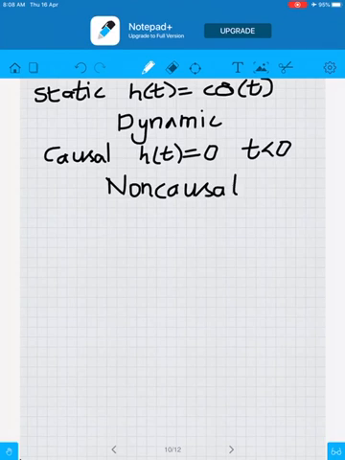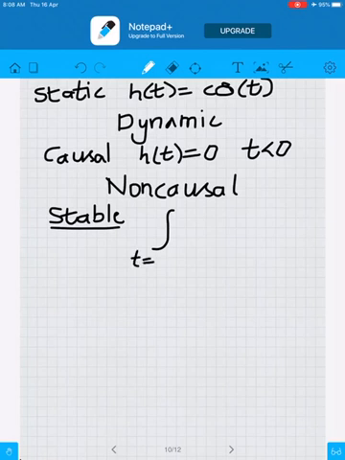Let us check whether the system is stable or not. For the system to be stable, it should be absolutely integrable. That is, if I integrate h of t with respect to t from minus infinity to plus infinity, it should be less than infinity.